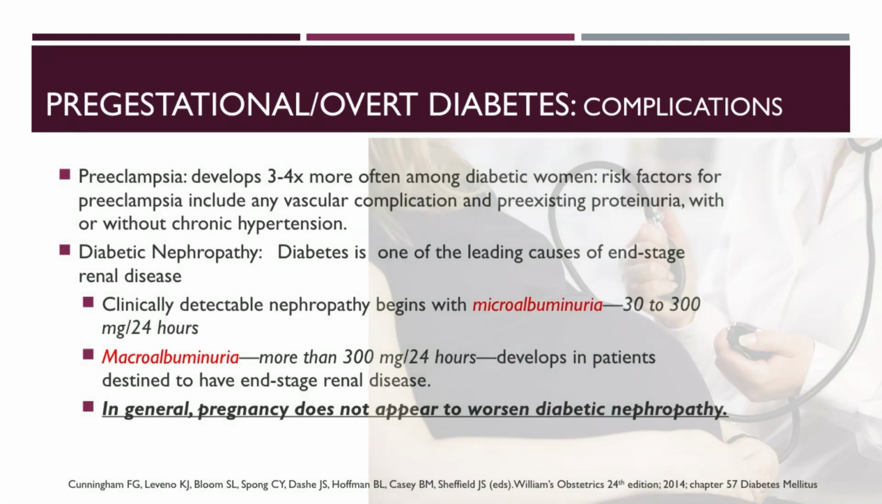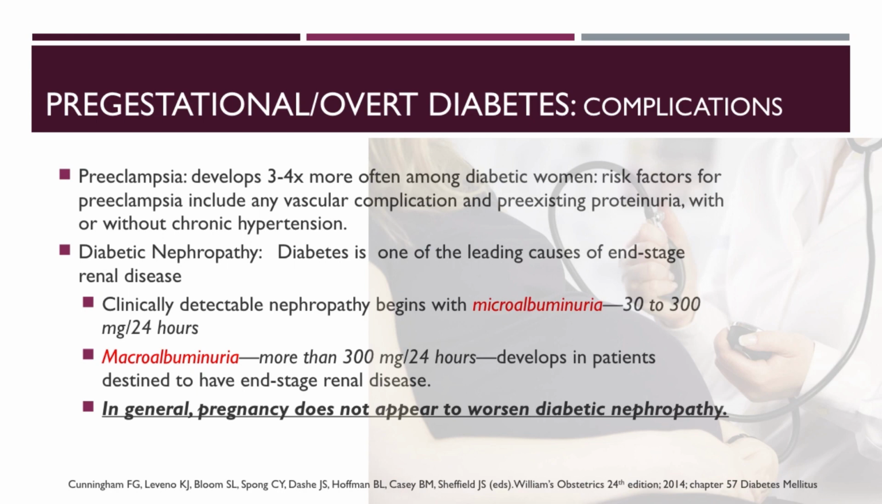There's also increased incidence of preeclampsia, and this develops 3 to 4 times more often among diabetic women. The risk factors for preeclampsia include any vascular complication and pre-existing proteinuria with or without chronic hypertension. Patients with overt diabetes also have increased incidence of diabetic nephropathy, and diabetes is of course one of the leading causes of end-stage renal disease.